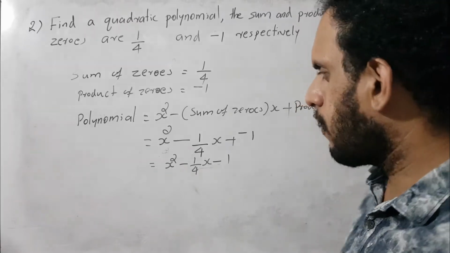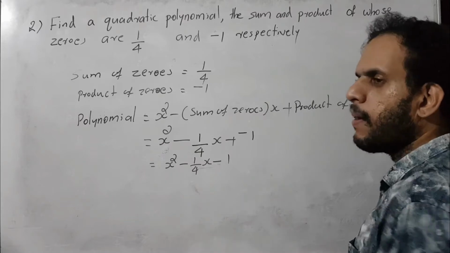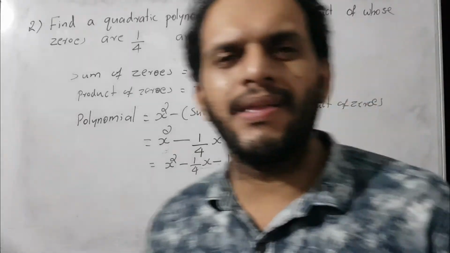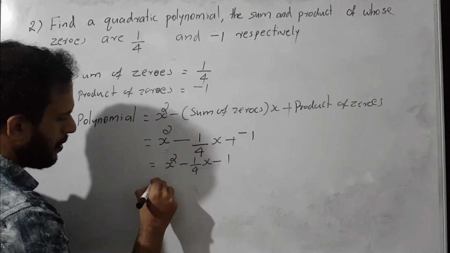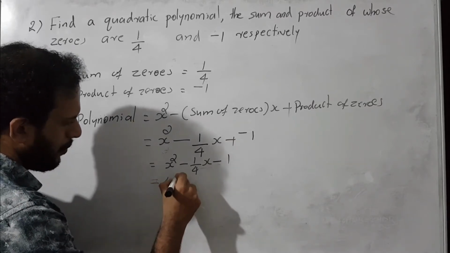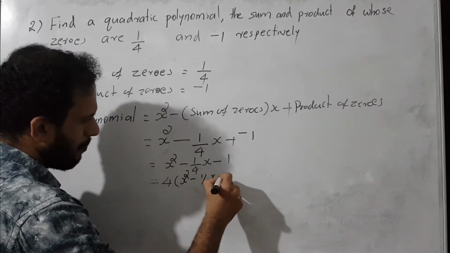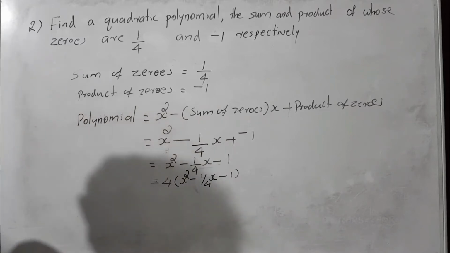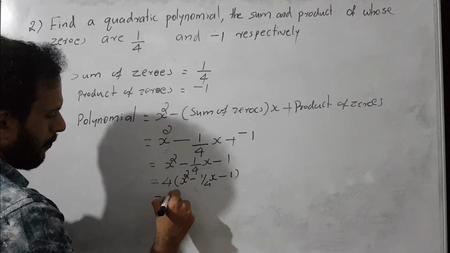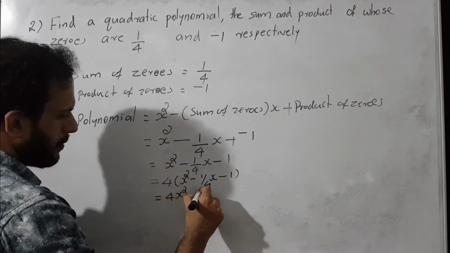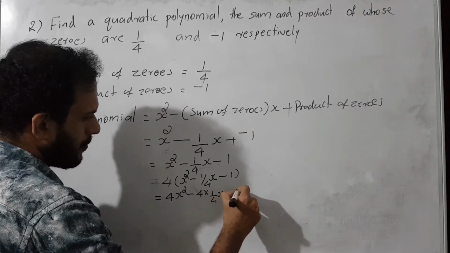Multiply. So here we multiply the polynomial x square minus 1 by 4 x minus 1 by 4. So what is the next step? The next step is equal to 4 into x square minus 1 by 4 into x minus 1. Okay, then what is next? We expand the bracket. Then what do you get? It is equal to 4x square minus 4 into 1 by 4x minus 4.